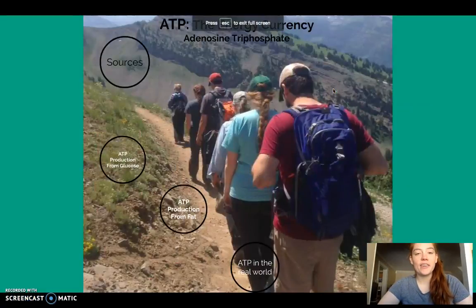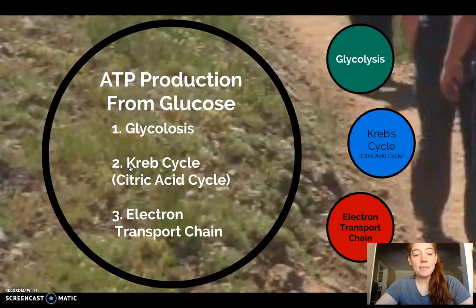All right, we're going to go ahead and get going with ATP, adenosine triphosphate, the energy currency of our body. And we can create it from glucose and from fat. So we're going to start off with ATP production from glucose. ATP production from glucose has three main big steps: glycolysis, the Krebs cycle, also known as the citric acid cycle, and the electron transport chain.